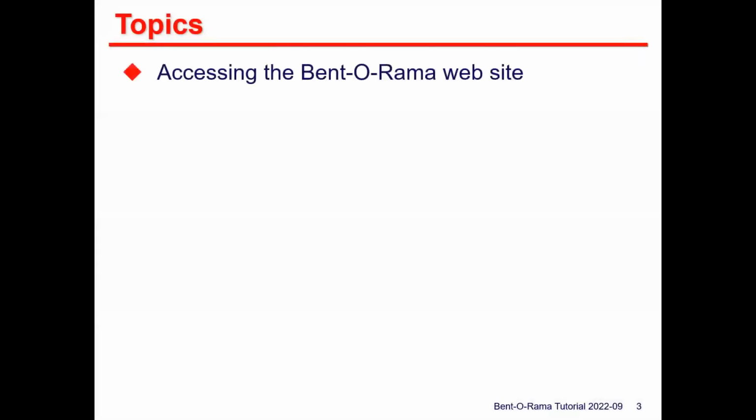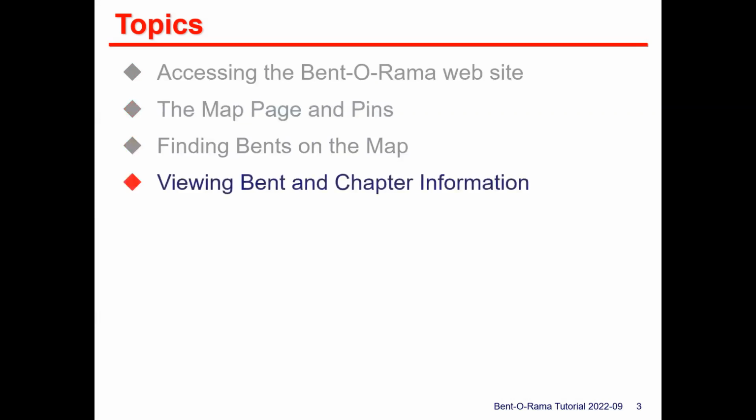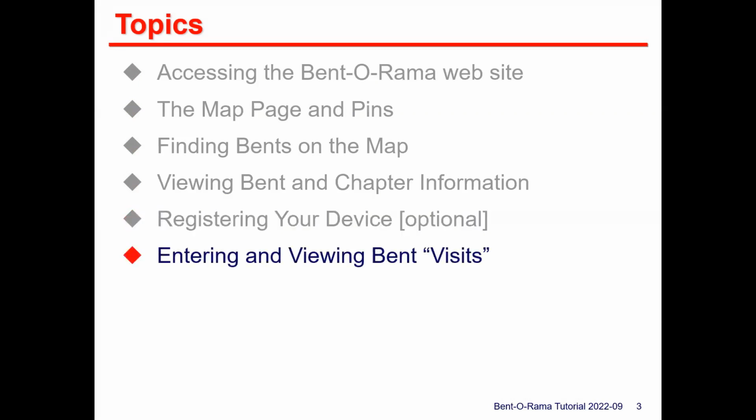In this video, I'll talk about how you can access the Bent-O-Rama website, the map page and the pins that are used to represent bents, how you find bents on the map, how you can view bent and chapter information, how you can register your device, which is entirely optional, and if you register, how you can enter and view bent visits. I'll finish by talking about a couple of resources that will help you to use the site.